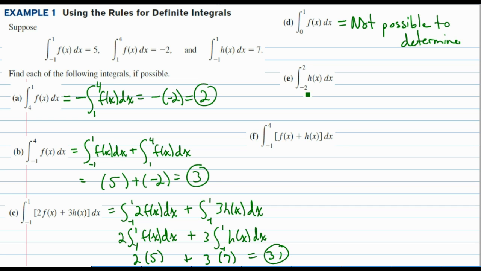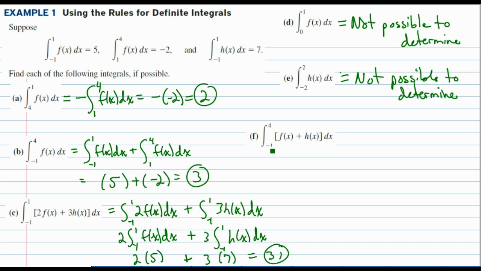E, the antiderivative from -2 to 2 of h of x dx. Well, I know the antiderivative from -1 to 1, so can I just multiply it by 2 since it seems to be going twice as far? Well, let's see. The antiderivative from -1 to 1 is 7, so there's an area of 7 up here. Now I want the antiderivative from -2 to 2. First of all, that is twice as wide, but what if this area is really tiny here and this area is really tiny here? It wouldn't double the area by stretching from -2 to 2. So this one is actually also not possible to determine.